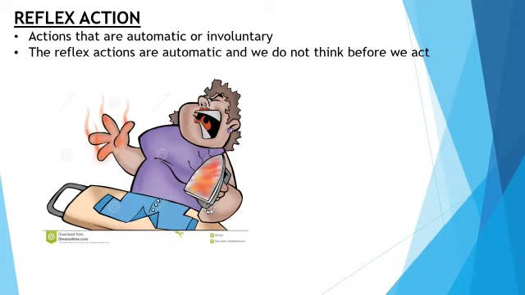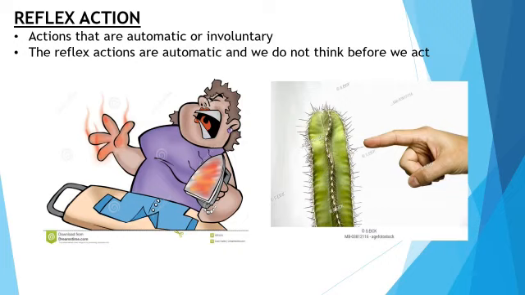Look at this picture. When a person accidentally touches a hot object, he pulls back his hand at once. Or if you touch a thorn, you will withdraw your hands quickly. Such actions are called reflex actions. This reflex action takes place without any information and knowledge of the brain. That is, the brain is not informed before the action takes place. That is why we call it an automatic action.